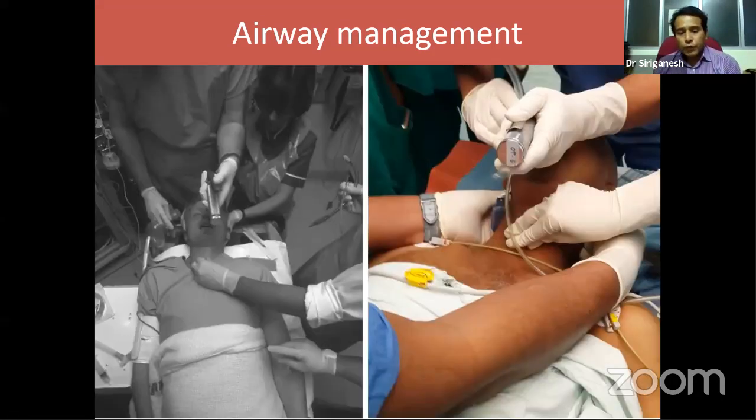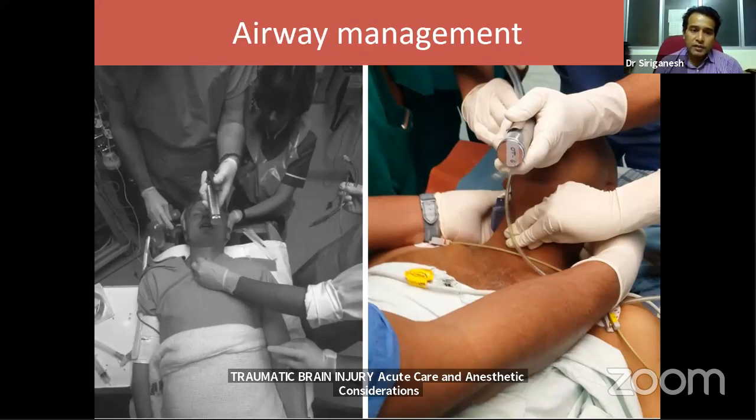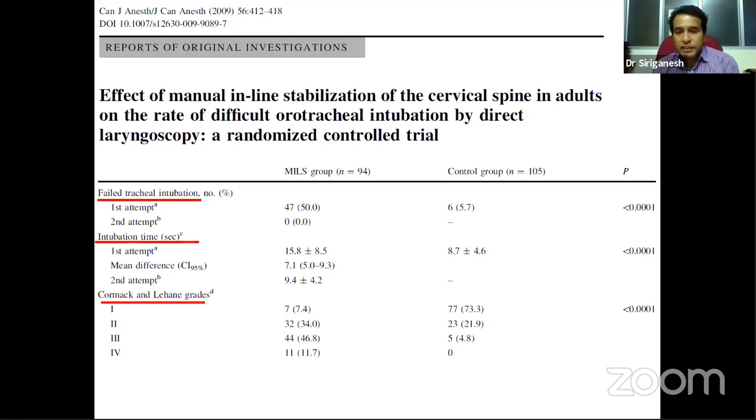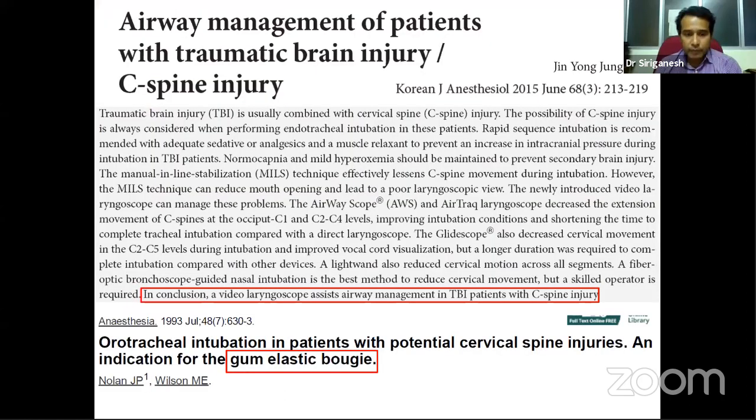So these two figures show how cervical spine immobilization can be done in suspected cervical spine injury in patients with traumatic brain injury. One on the left is MILS being given from the head end, and the second image on the right is from the foot end. And you can also see that the cricoid pressure is given and the intubation is performed. But remember that manual inline stabilization and cricoid pressure can increase the chance of failed intubation, increase the intubation time, and also result in poor Cormack-Lehane grades. So this aspect has to be remembered.